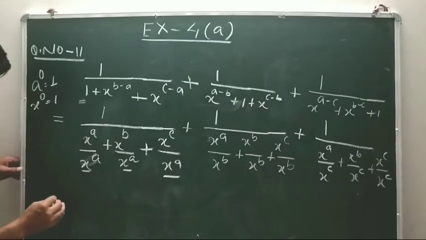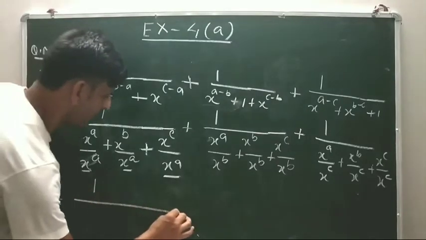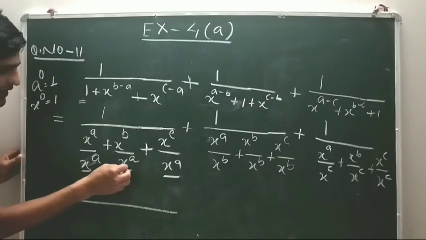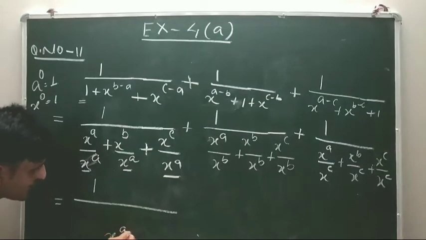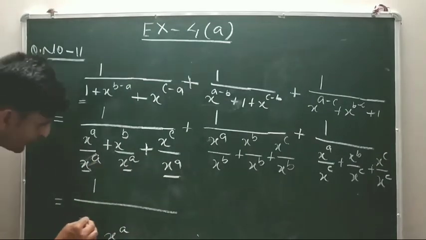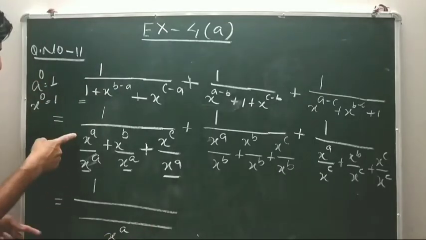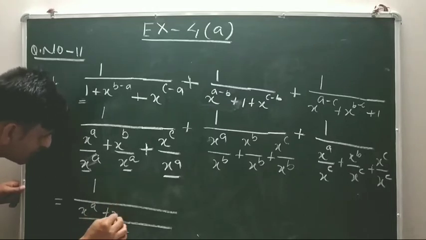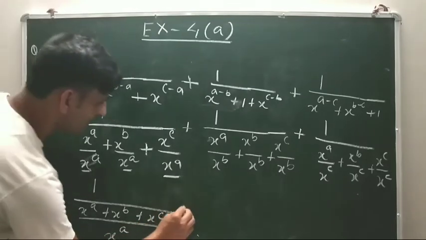So let us do the next step. 1 by, if we take the LCM of this base, you just see x to the power a, x to the power a, x to the power a. That means we can take x to the power a as an LCM. Then what we will get? x to the power a divides x to the power a 1 times, so 1 into x to the power a means x to the power a, plus here also x to the power b, here x to the power c. Similarly, we can do here also.